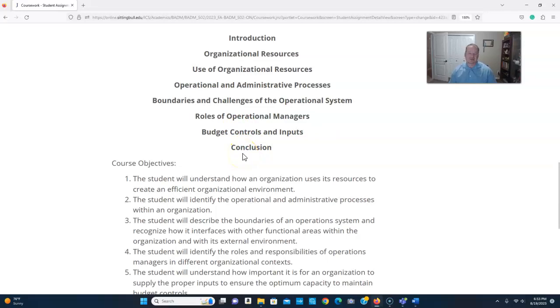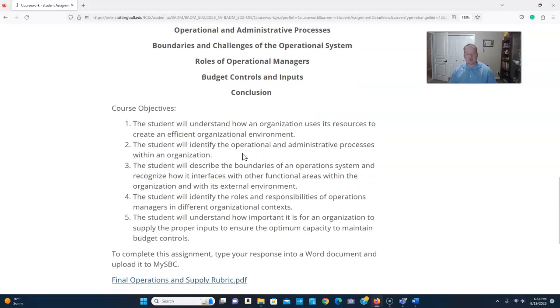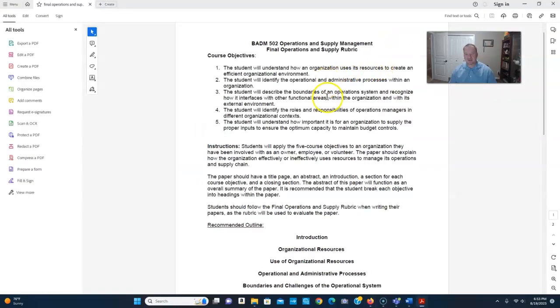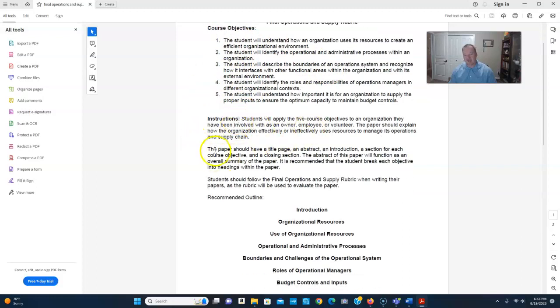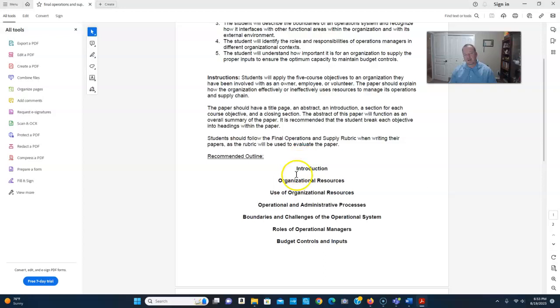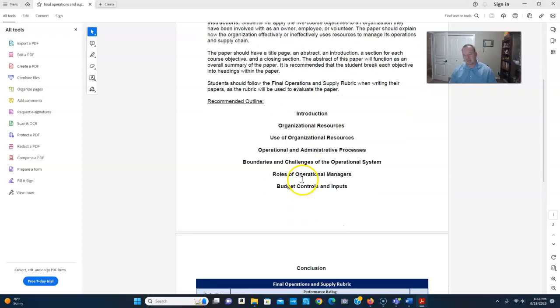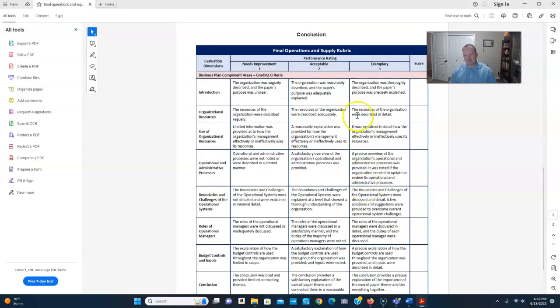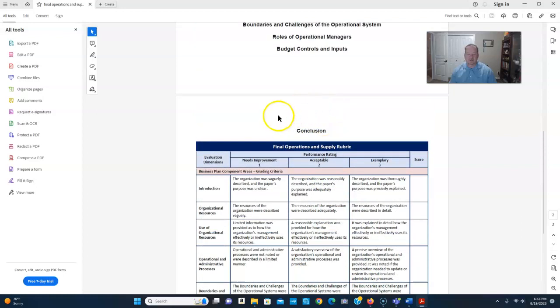So I hope this is fairly straightforward for you. If you have questions, please let me know. And again, I definitely encourage you to open up the rubric, because this will explain the course objectives and the instructions as they are in my SBC again. I recommend you use this as your paper outline, and then it gets to the grading scale and our final grade.